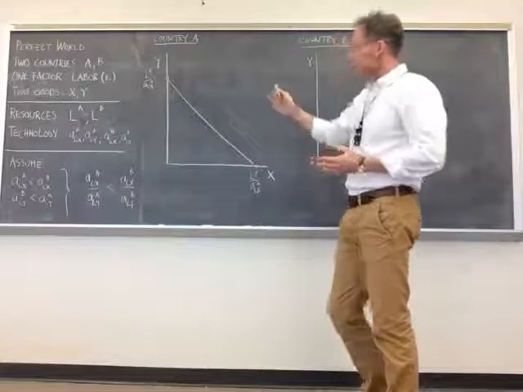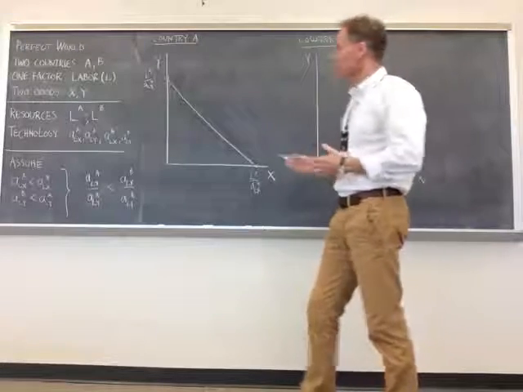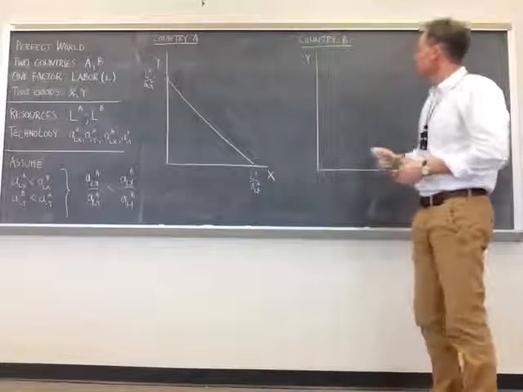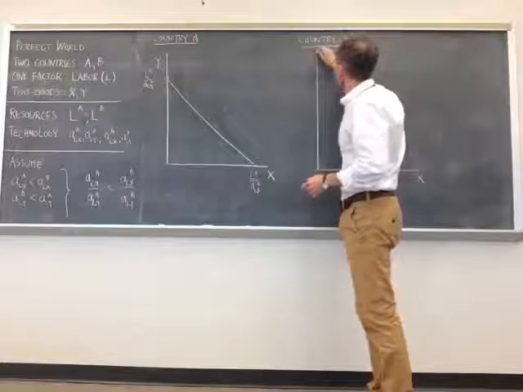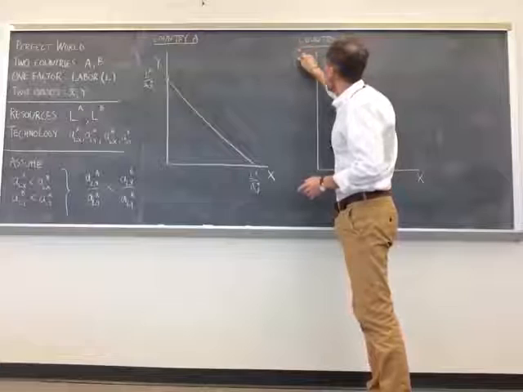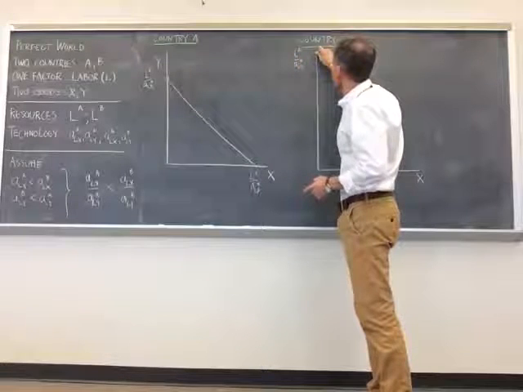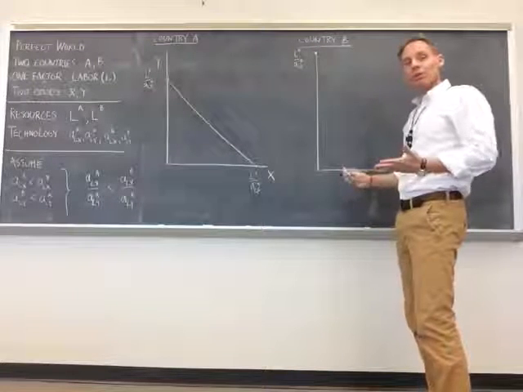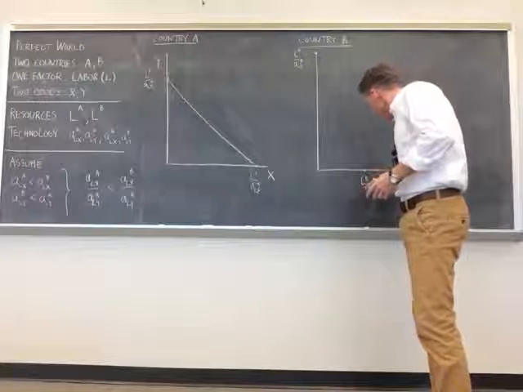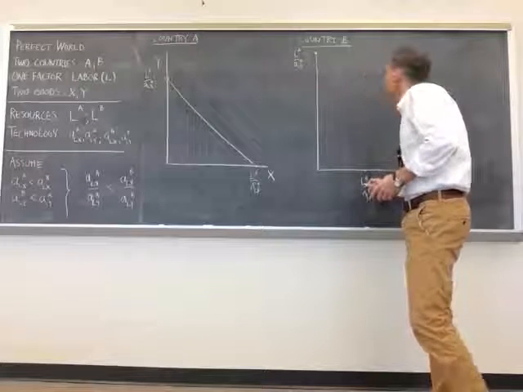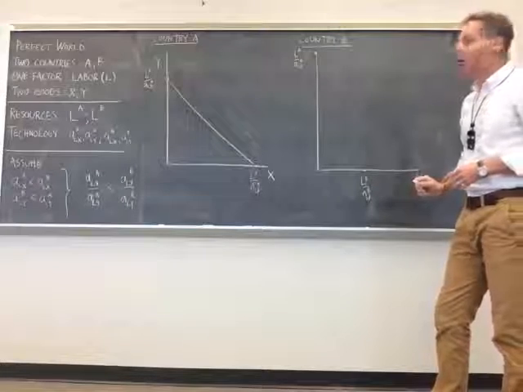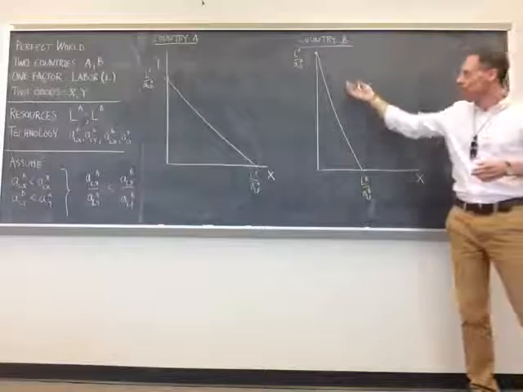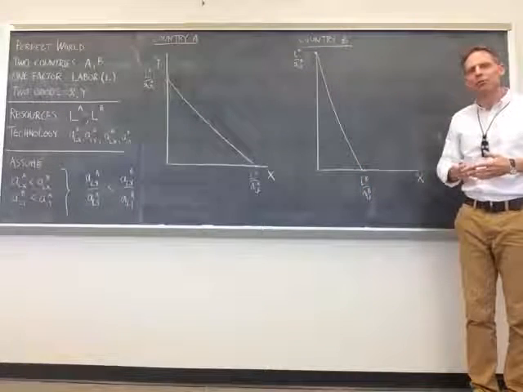For country B, because we know they have the same amount of workers, so LA equals LB, but their absolute advantage is different, we would expect them to be able to produce a greater amount of Y, because they have an absolute advantage in the production of Y, but they're not as good at producing good X. So they won't be able to produce quite as many units of good X, which is why we would expect this PPF to be a straight line, but it's going to have a steeper slope.